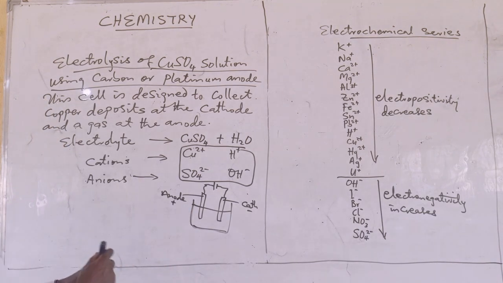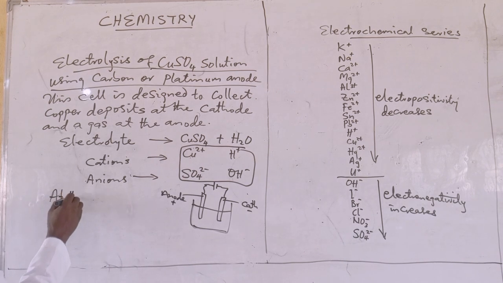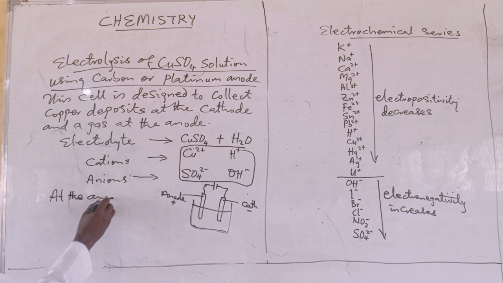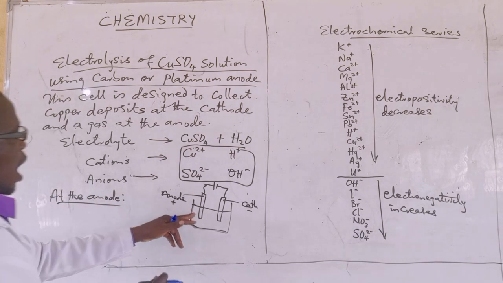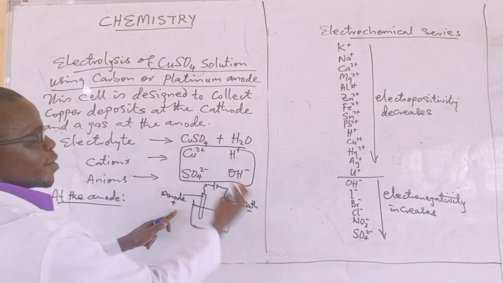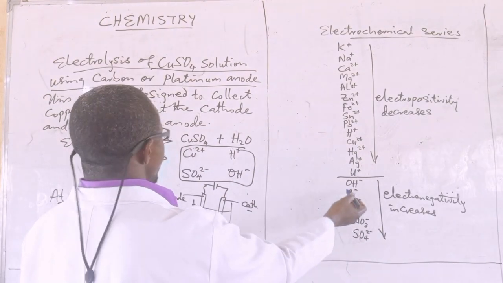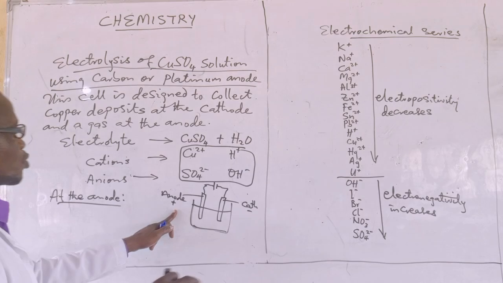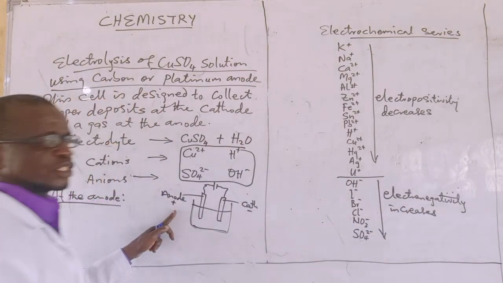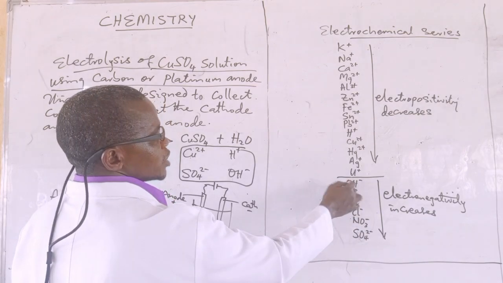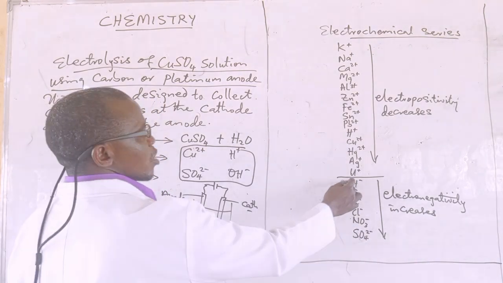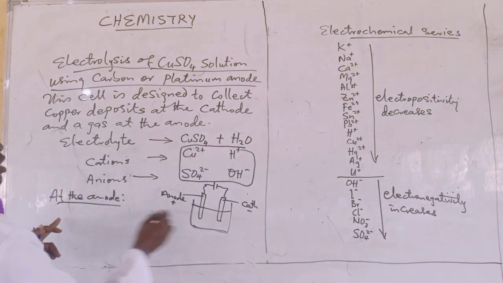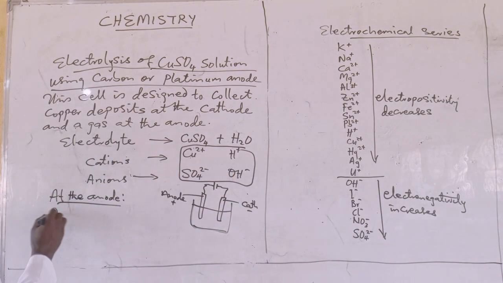Now, what do you think will happen at the anode? The anode is positive, so these two negative ions will go there. Remember, in our previous class, we saw a situation where hydroxide ion and tetraoxosulphate(VI) ion were in the same solution, and hydroxide ion was discharged. There is no way sulphate will be discharged when hydroxide ion is there, because it is up here and very far from here. In the same way here, hydroxide will be discharged in preference to sulphate ion.